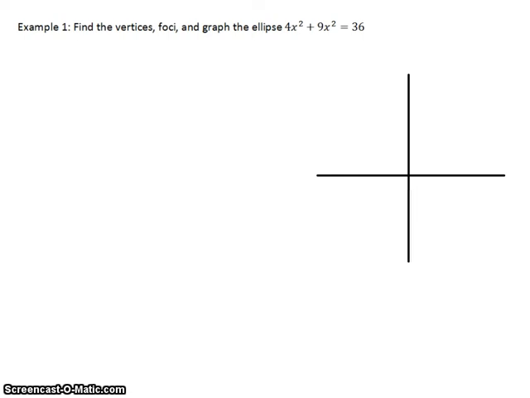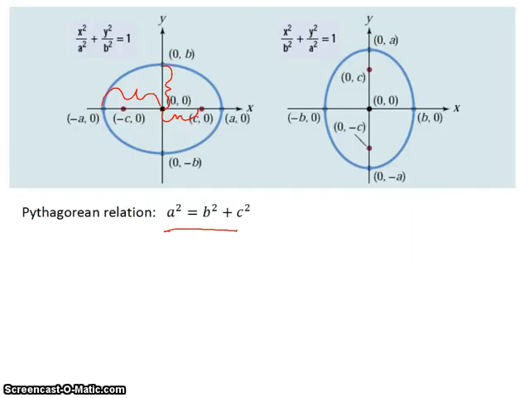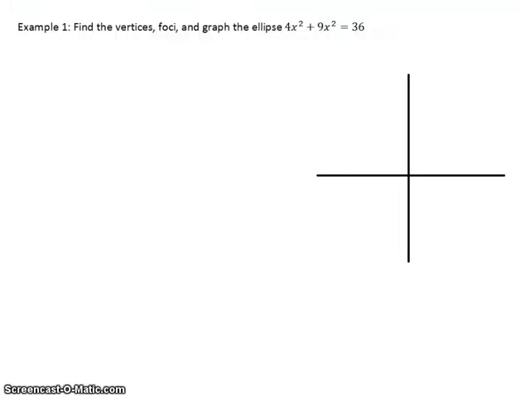We want to find the vertices, foci, and graph this particular ellipse. First of all, we have to put this in the form of an ellipse. As you recall from the previous page, we have a 1 right there. And so what I want to do is get a 1 in the place of this 36. So I'm going to divide everything by 36.